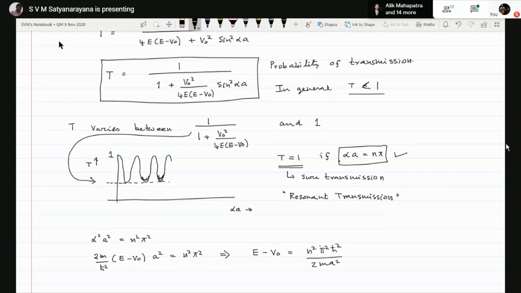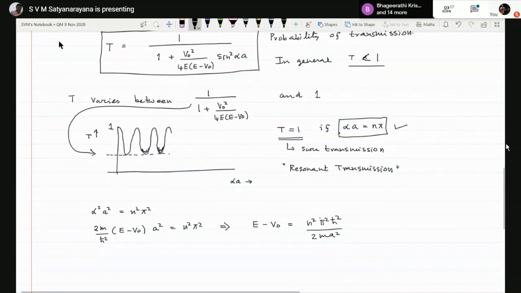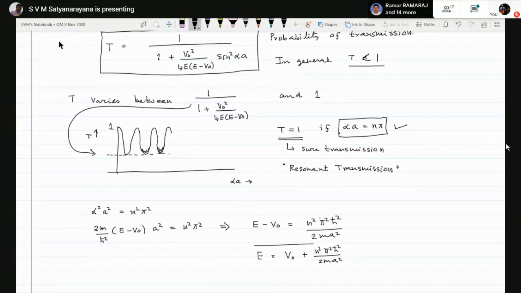Okay, or in other words, you can say that E is equal to V0 plus n square pi square h bar square by twice m a square. Now, this energy that I have written here should probably be ringing some bell in your mind. What are these energies?